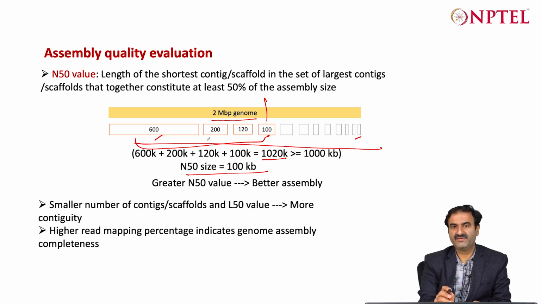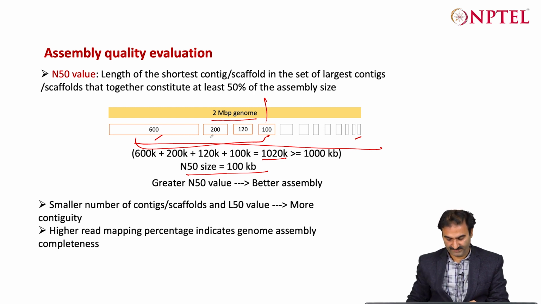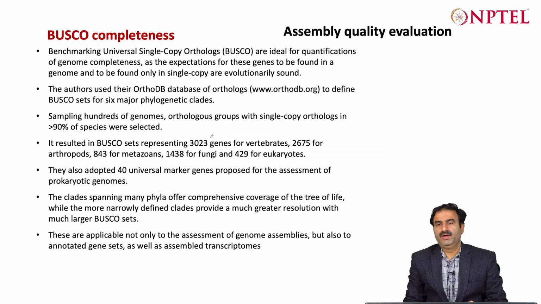And similarly, in the case of L50, how much will the L50 be? It will be 4 here: 1, 2, 3 and 4. Okay, so N50 and L50 tell more about how good your assembly is in terms of contiguity and number of pieces. But now you should also see whether your assembly is complete or not.